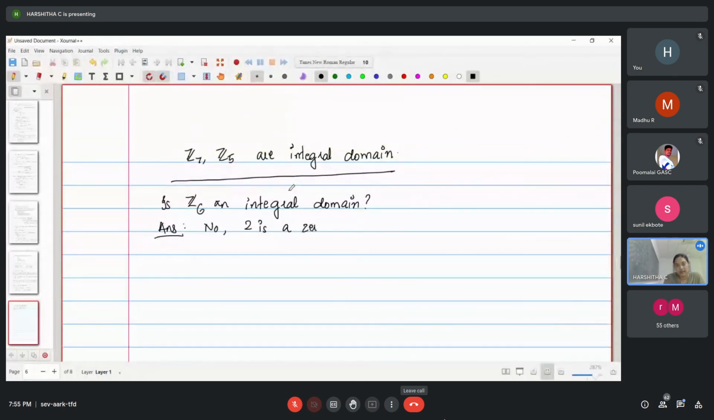So in general, if you look at Zn, it's an integral domain if and only if n is a prime number.